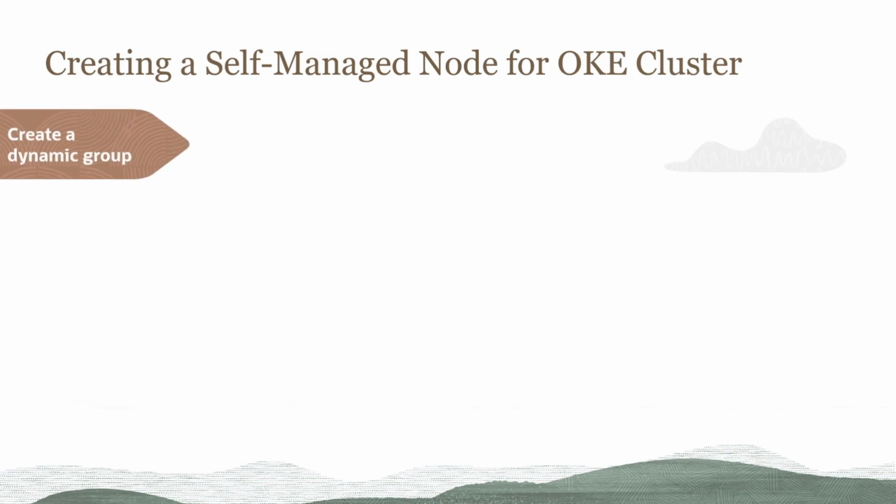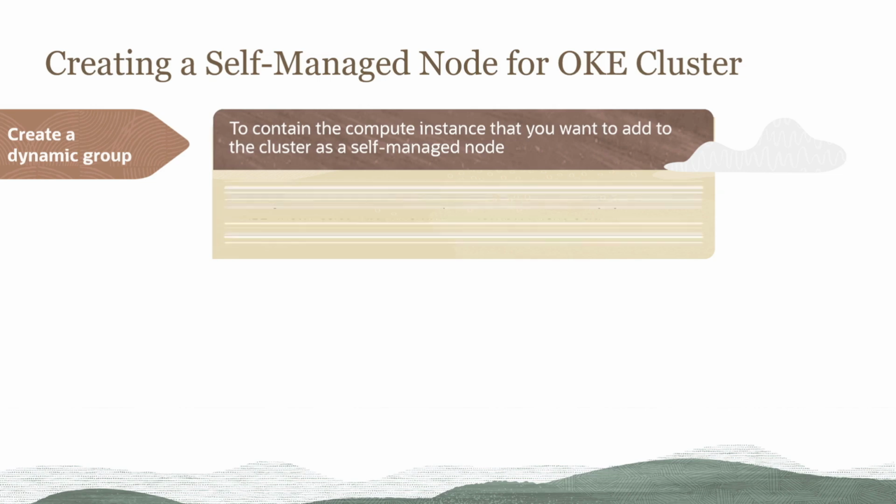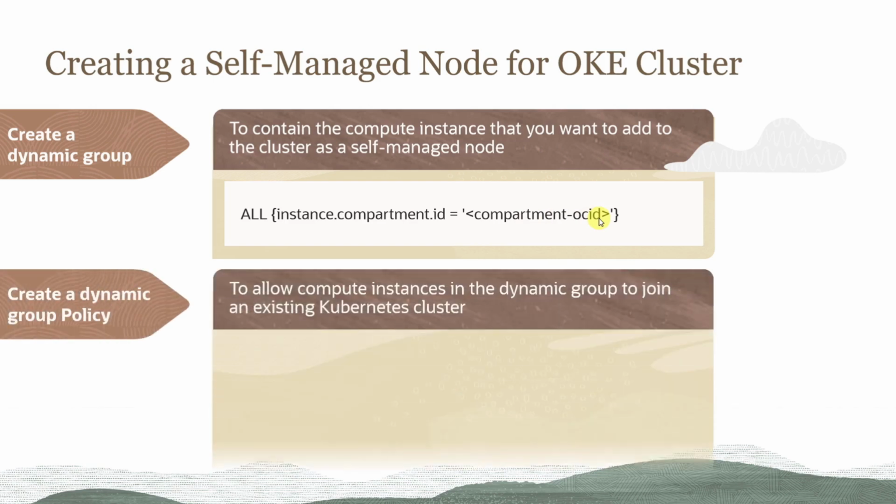Let's dive into the first step of creating our self-managed node, that is setting up the dynamic group and its policy. Firstly, we have to define a dynamic group, and we need to add a rule that includes the compute instances in the compartment. Here's the format, and just replace the compartment OCID placeholder with the OCID of the compartment where your cluster resides.